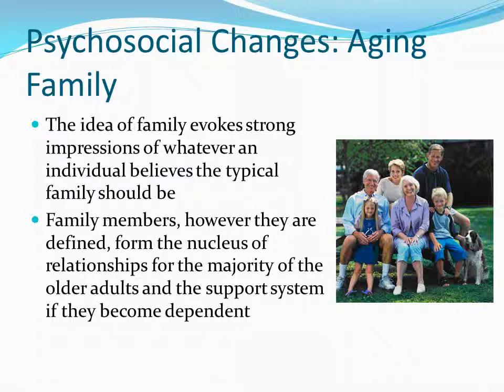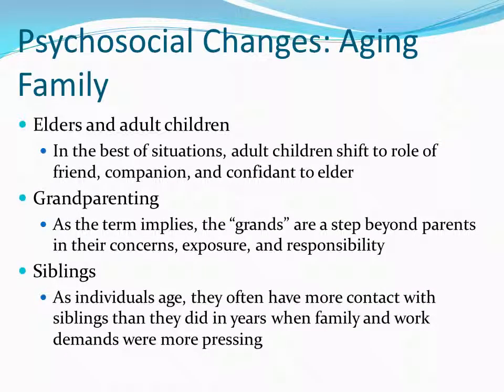Aging family can evoke strong impressions of whatever an individual believes the typical family should be. Although the marital relationship is often the most binding if it extends into late life, the chances of a couple going through old age together are pretty slim. Roles can begin to change as the family ages, and we see changes in mental capacity of elders. We see elders and adult children relationships becoming strained because the younger adults are more concerned with their own spouses, partners, or children, or they might move away.